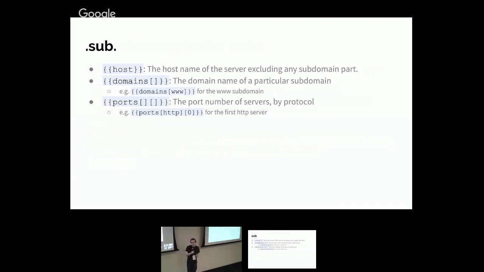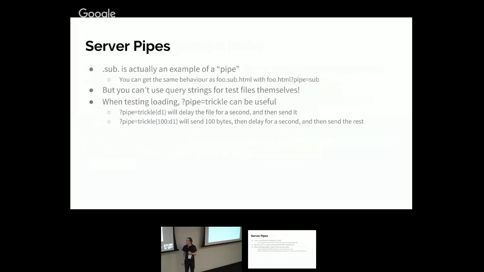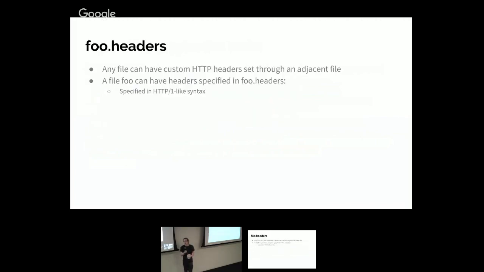And we also have .sub, which is important because web platform test doesn't actually guarantee what host name the tests are running from. So if you want to do anything that's cross-origin, because you aren't allowed to rely on external servers because that would be ridiculously flaky, we have a substitution language to allow you to get at other domains that the web platform test server is listening on. And these are actually a more general feature called pipes. The other notable one here is trickle, which is useful for testing loading, because you can make it delay the file being sent to the client. And we can also set HTTP headers just by creating a file.